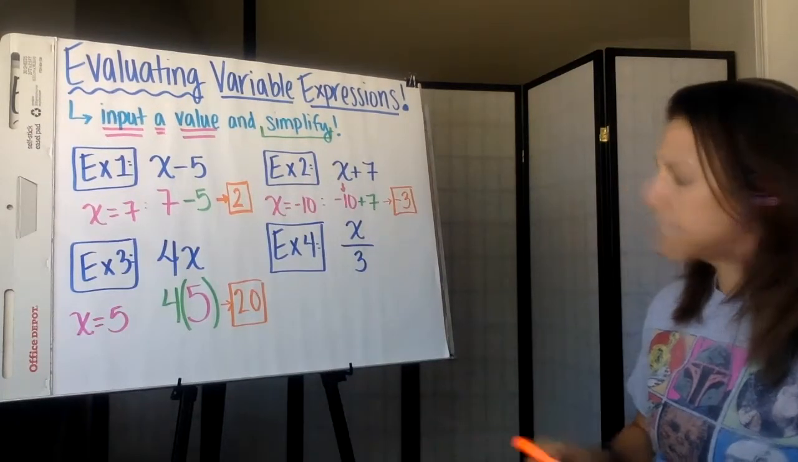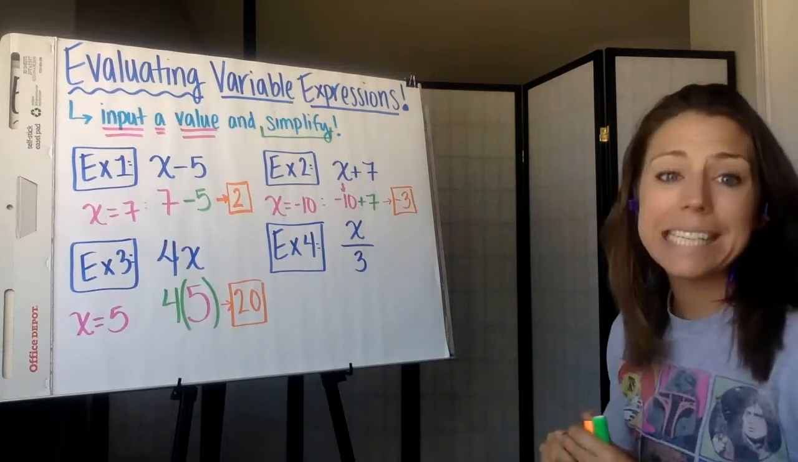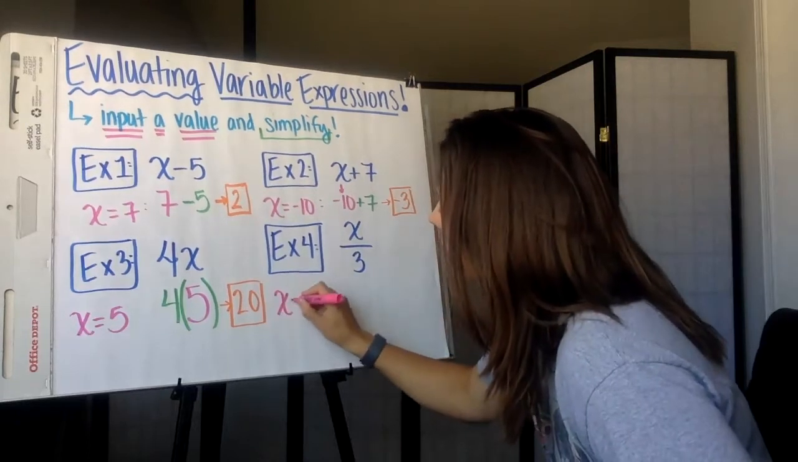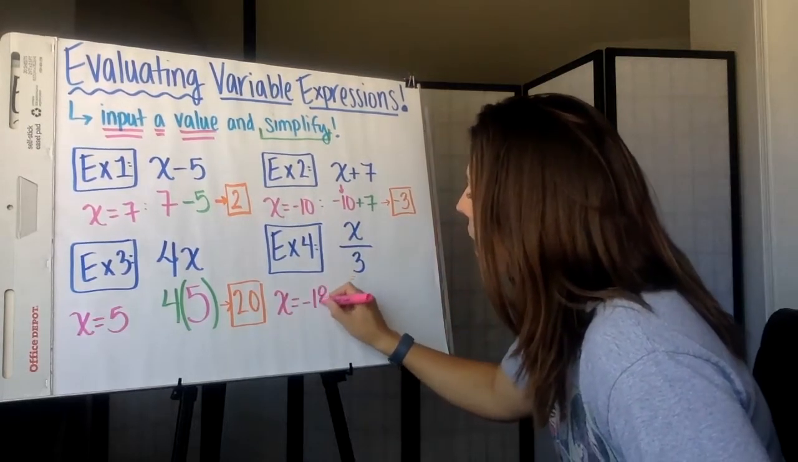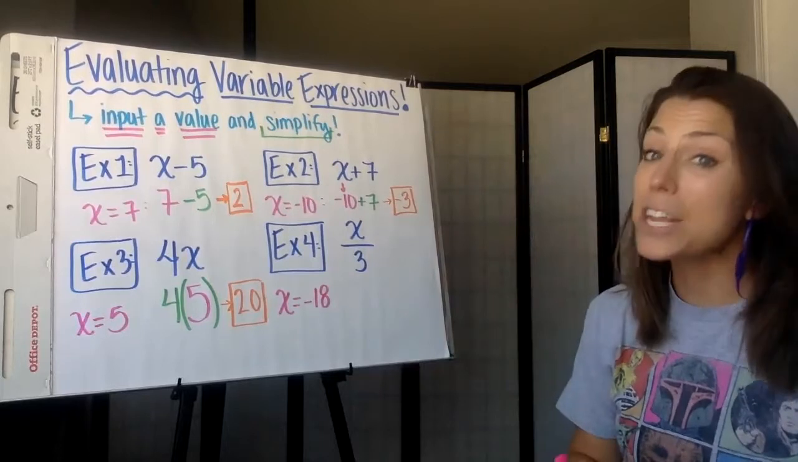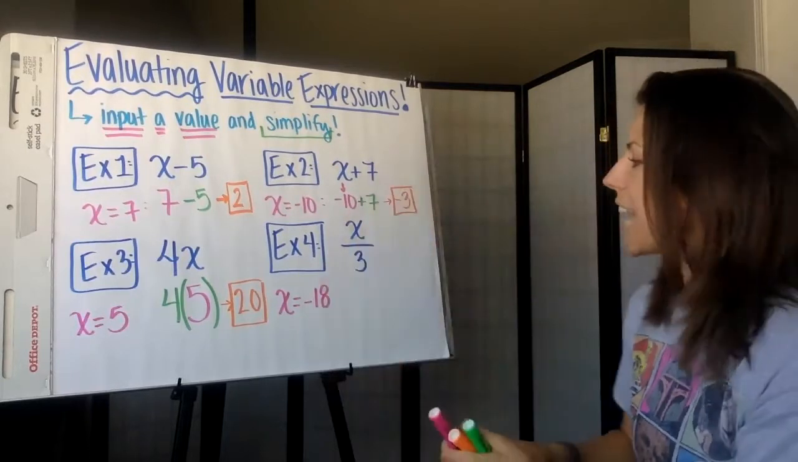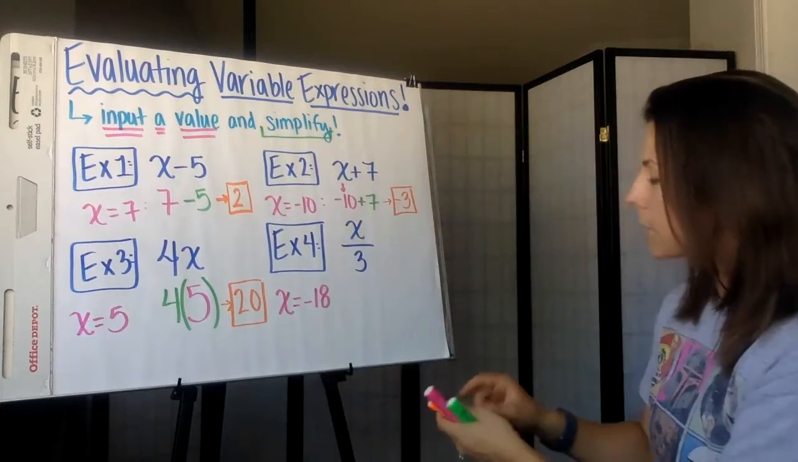So just for fun, let's say we're going to plug in 18 and then let's make it a negative because we haven't done a negative in a while. So x is negative 18. Now, why did I choose that? I chose that because I know 3 goes into 18, which means I can do that math. I can actually simplify.